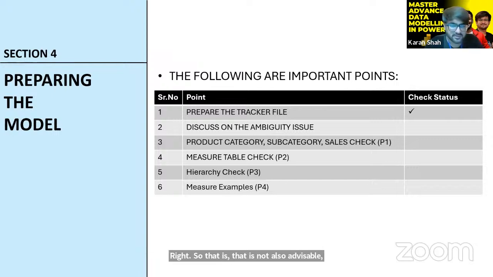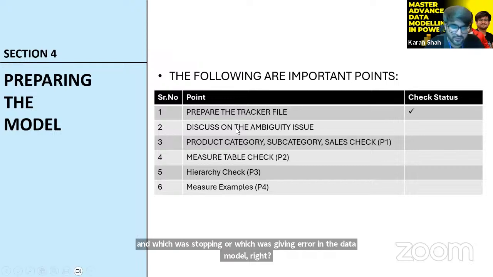The next step is to discuss the ambiguity issue. To reach this point, we'll go to our Power BI report and start building the data model itself, because while I was preparing the data model, I came across two instances of the ambiguity issue, which was giving an error in the data model, right?